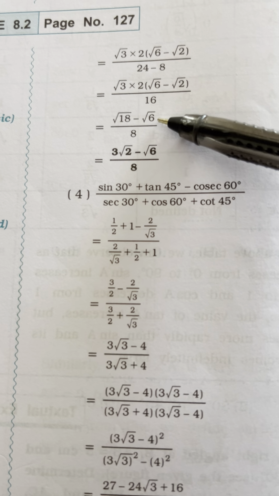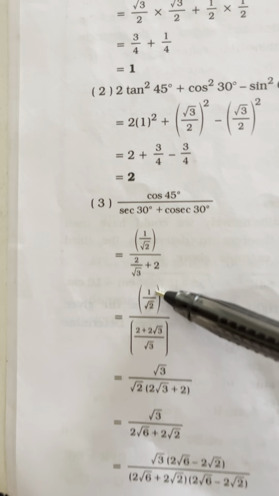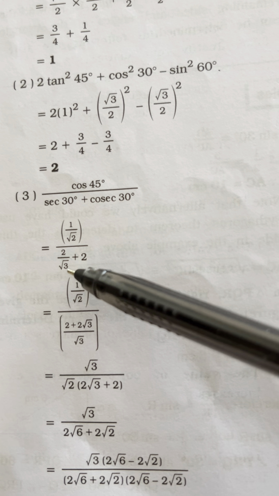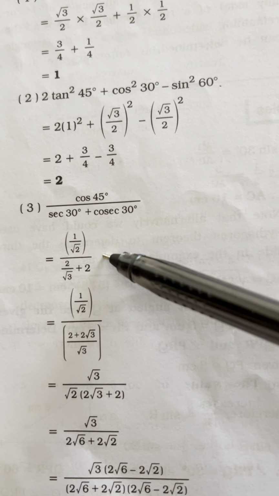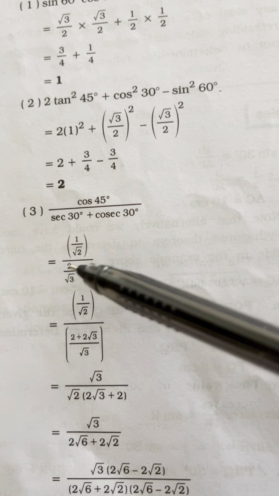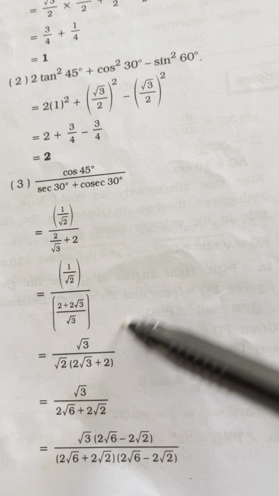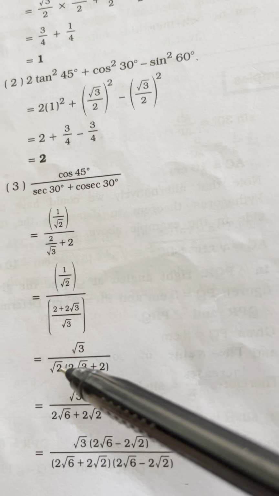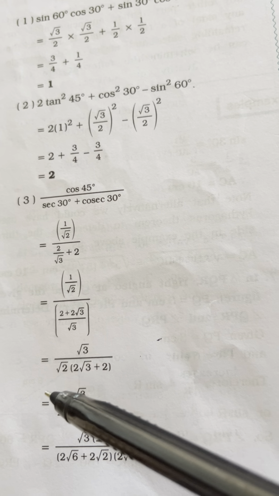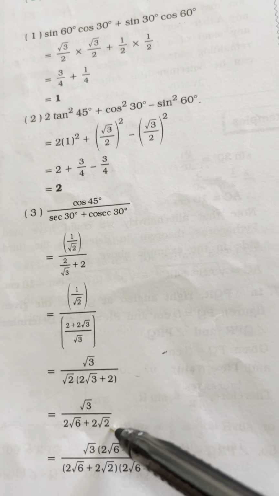I hope this question is clear to you all. Once again, I'll explain. Are these values clear? Now, this 2 is multiplied with this. So you get 2 plus 2 root 3 upon root 3. Has this been understood? Now, this root 3 will go up and you get root 2. This is root 2, 2 root 3 plus 2. When you open the bracket, you get 2 root 6 plus 2 root 2.